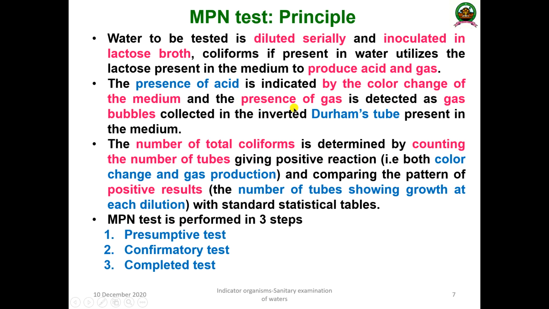And how will you detect the gas? I told you how to detect acid: a change in the pH. What about gas? Inside a test tube, there is a very small tube called Durham's tube.